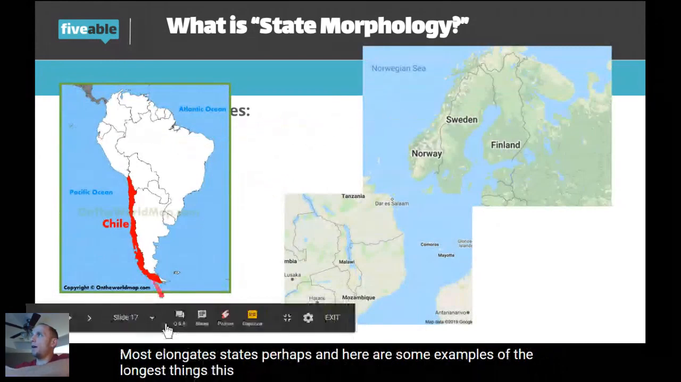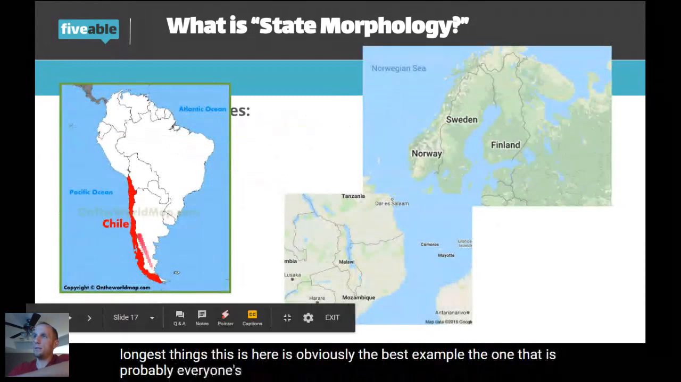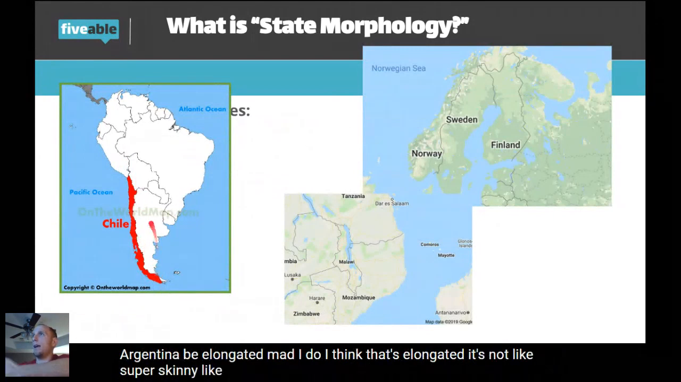Here are some examples of the elongated states. Here is obviously the best example, the one that is probably everyone's go-to, Chile. You might could even consider Argentina to be elongated. I mean, I do. I think that's elongated. It's not super skinny like Chile, but it's pretty long.